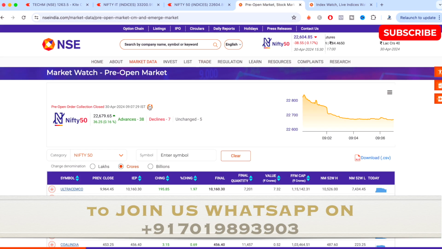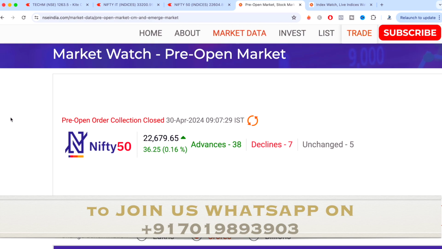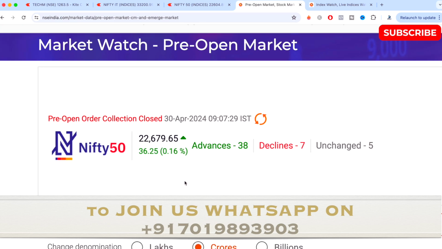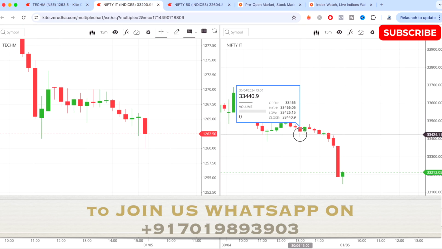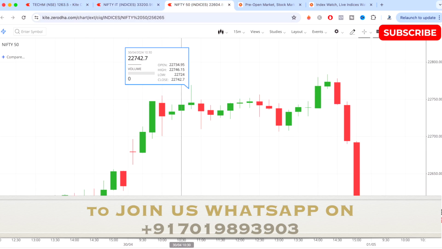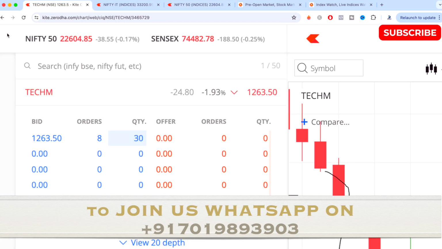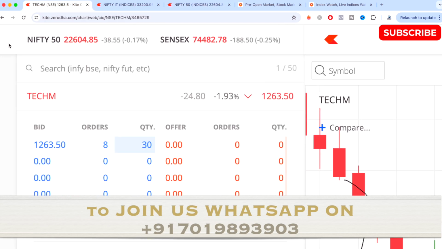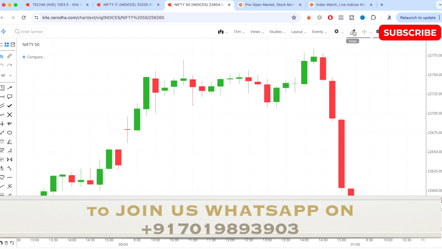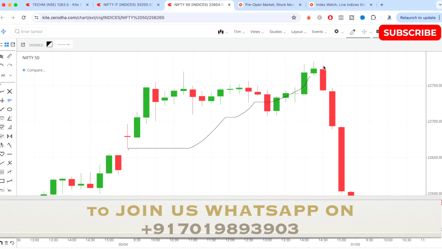And now let's quickly see how the Nifty 50 opened for the day. If you guys can see, Nifty 50 today opened at 0.16% up. Advances were 38, declines were only 7, and unchanged was 5. So by seeing that, we thought that the market could be bullish today. And yes, the opening was bullish momentum, but the ending was a bit bearish. Minus 0.17 is where the Nifty 50 closed today, on the bearish side. But you can see at least till 2 o'clock or 2:30 the market was on the bullish side today. So this is how the market performed.